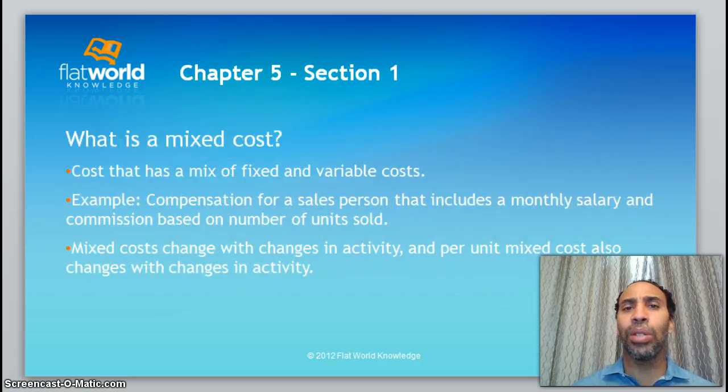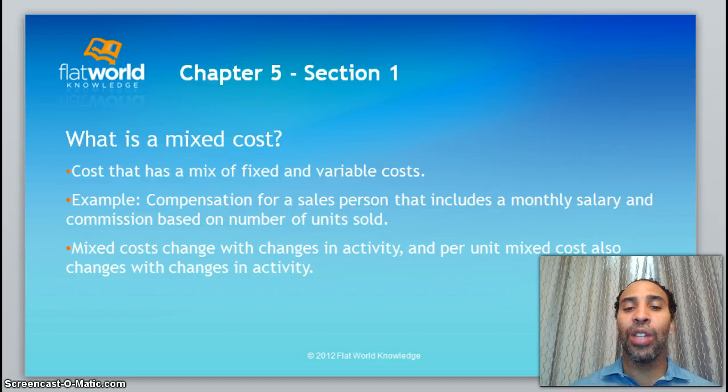So what is a mixed cost? Well, it's just a mix between fixed costs and variable costs. A cost that is a mix of fixed and variable costs. Examples: compensation for a salesperson, kind of like the example I gave earlier. That includes a monthly salary and a commission based on number of units sold. That monthly salary, it's what you call a draw in the sales environment.